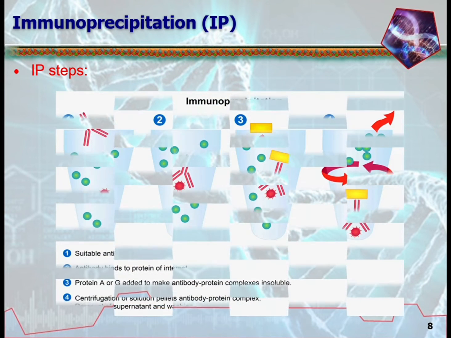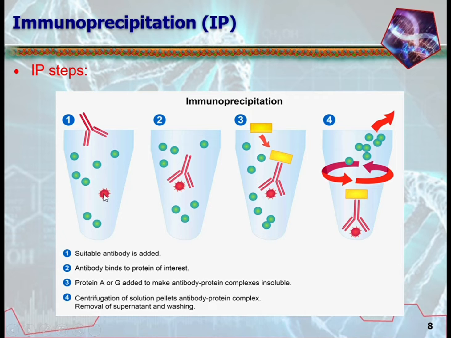Okay, we have this protein sample. We want to study the red protein, so we have to isolate it first. We add to the solution a specific antibody against this specific protein. The protein and the antibody will bind together to form a complex. Then we have to get rid of the green proteins. We have many ways to do this.